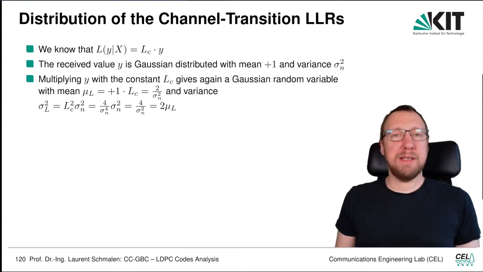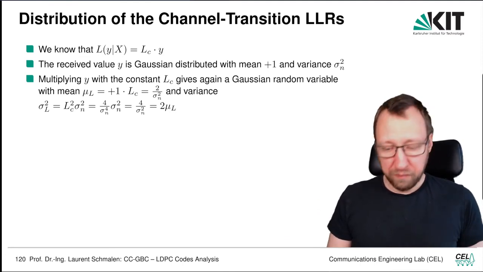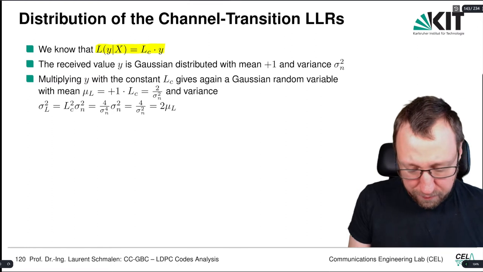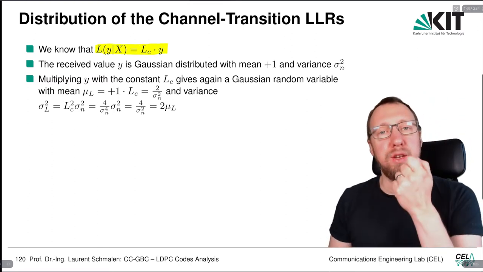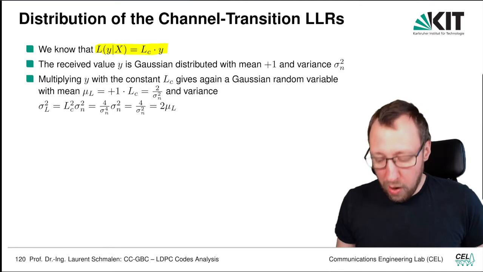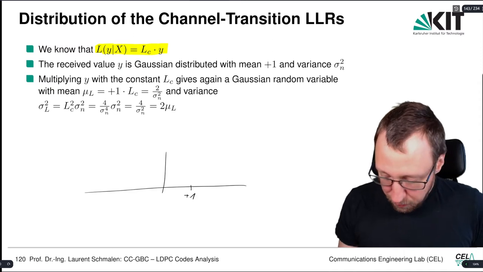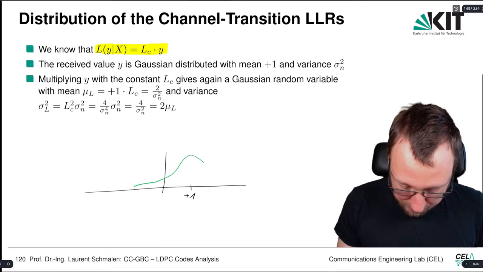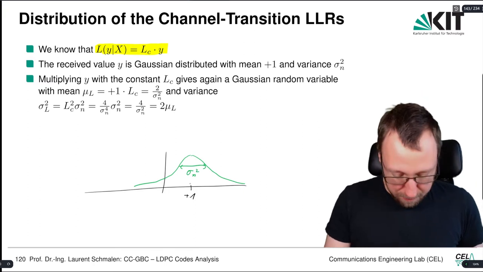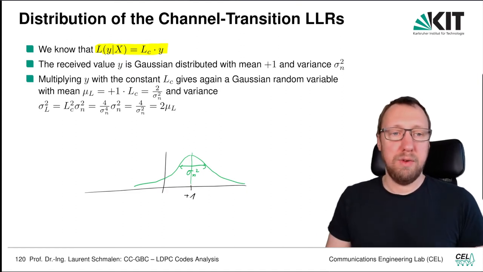So now we look at what happens at the decoder and what are the distributions of the messages. What is the input to the decoder? The input to the decoder is a channel transition log likelihood ratio. We know it gets computed by taking the channel output Y and multiplying it by LC. So what is Y? Y is simple. Y is the message we have transmitted, plus one, and then we add noise to it. The variance of this noise is sigma n squared, and the mean is equal to plus one. So it is Gaussian distributed, with mean plus one and variance sigma n squared.